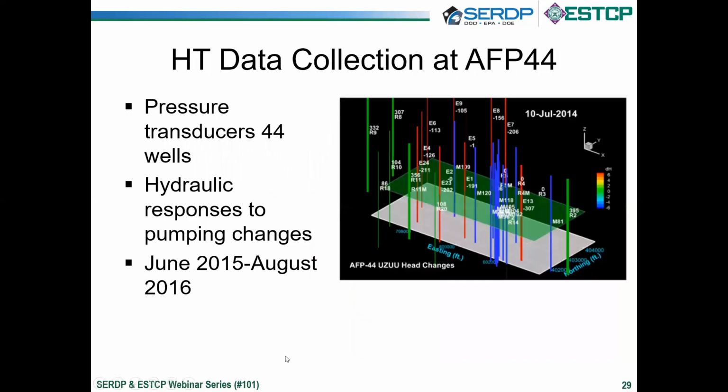We installed 44 pressure transducers across the site and monitored the water level response for about a year. And during this time, the pumping distribution and injection distribution changed as needed during the 1 year duration. And the graph shows the distribution of water level response in one of the time snapshots.